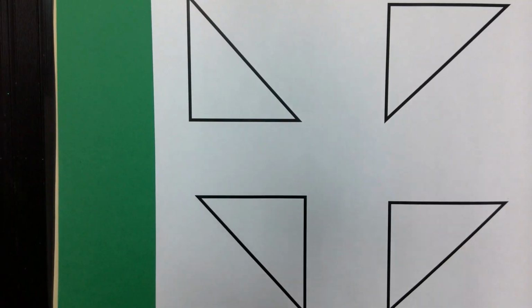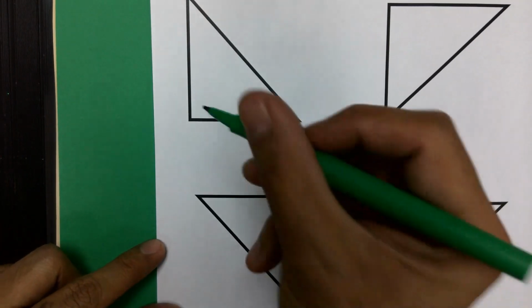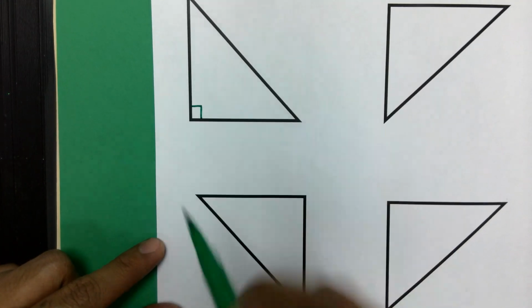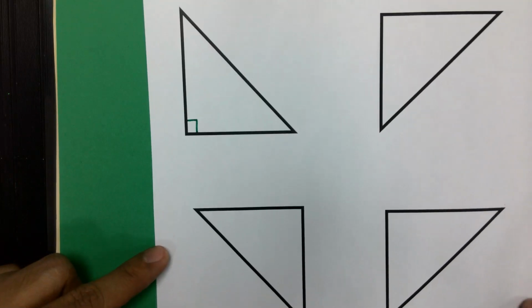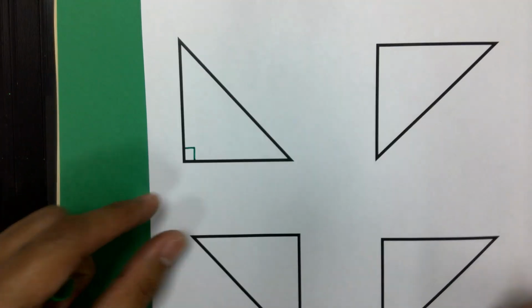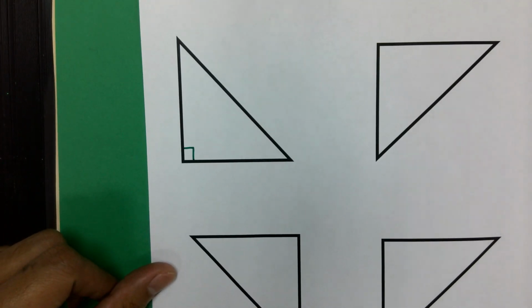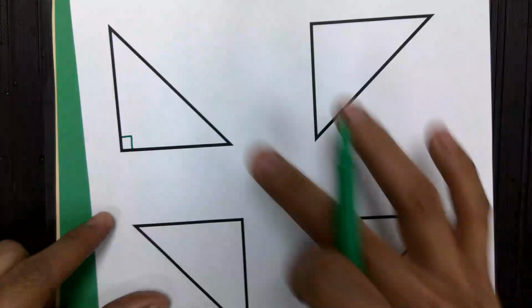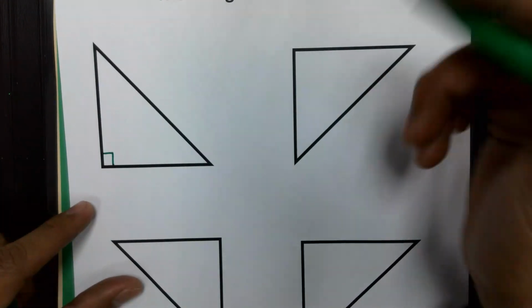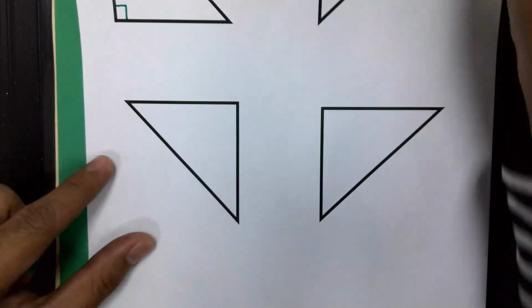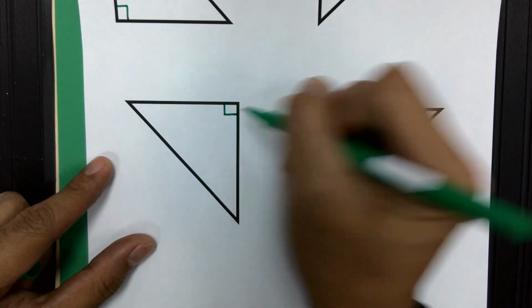So in a triangle, we always say that as long as we can see a symbol like this in the middle of our triangle, then we could consider this one as a 90-degree triangle, or in other words, a right triangle. Now, in some other orientations, it could look like this, or some others like these.